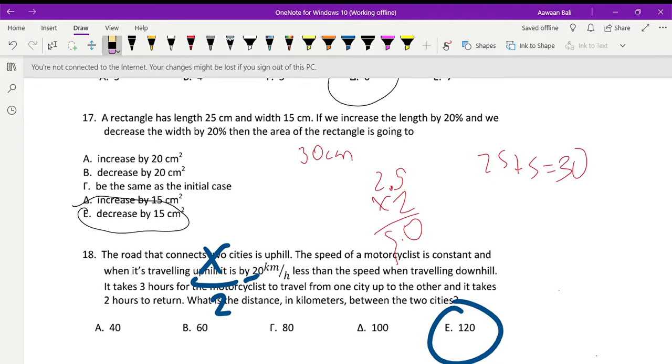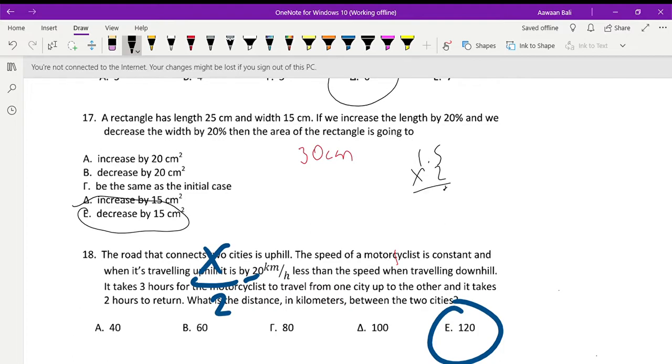The width we have to decrease by 20. So that means 1.5 times 2, you get 3. So 15 minus 3 is 12. You have 30 times 12. And that's, oh wait, sorry, why am I multiplying? I know the answer. Oh, sorry. So 30 times 12 is 360.